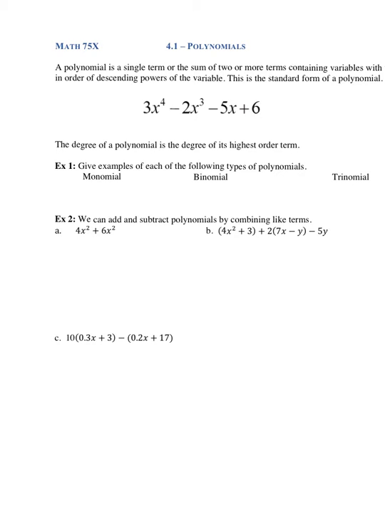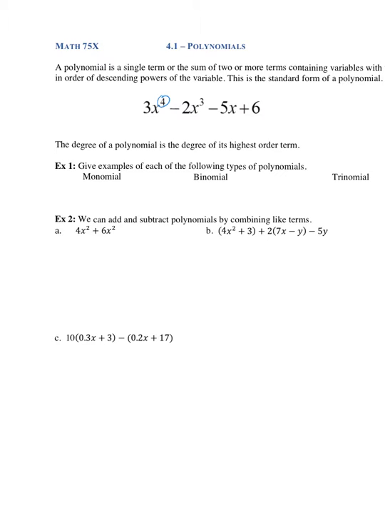All right, in this video we're going to look at polynomials. A polynomial is a single term or the sum of two or more terms containing variables with whole number exponents. And it's customary to write the terms in order of descending powers of the variable, and this is the standard form. So you'll notice the biggest power comes first and then it goes down until the last one is just the plain number with no variable.